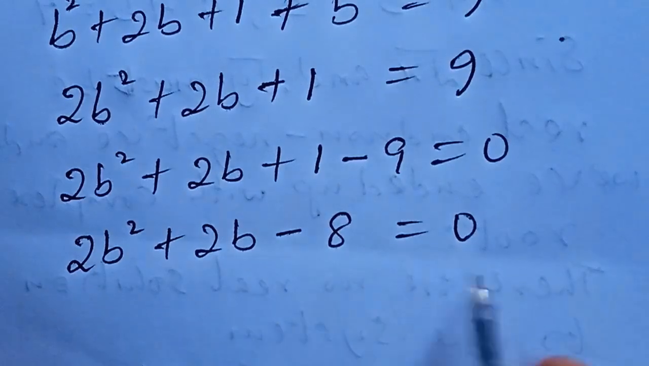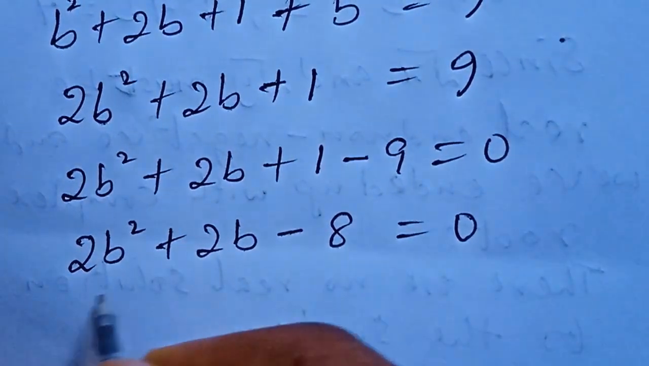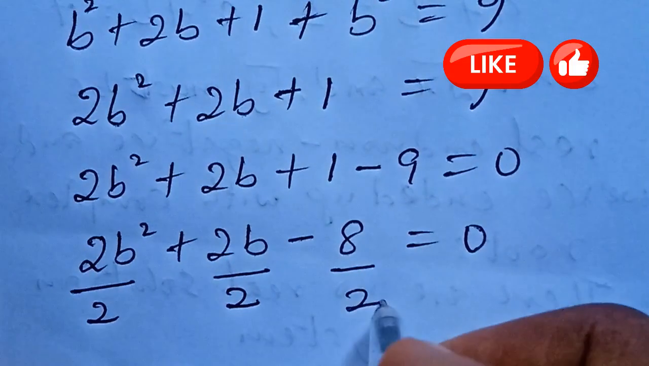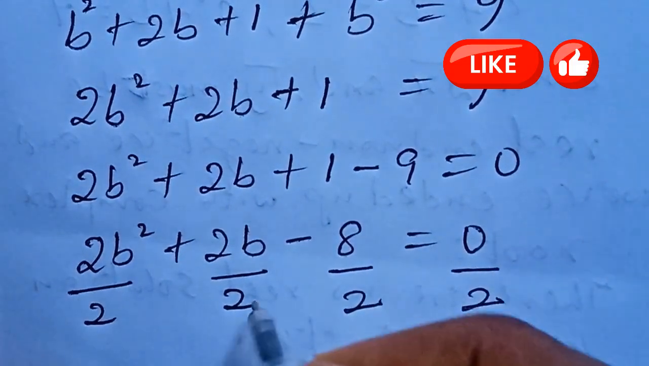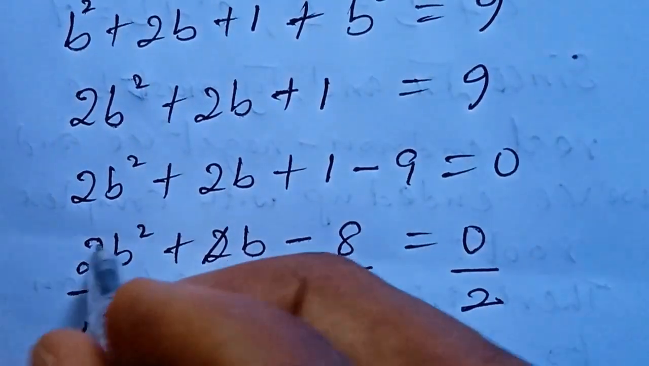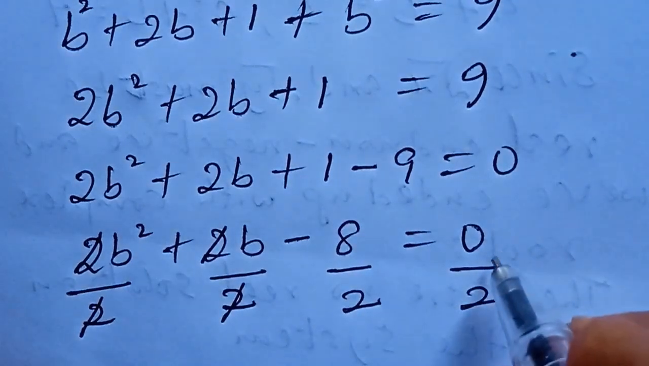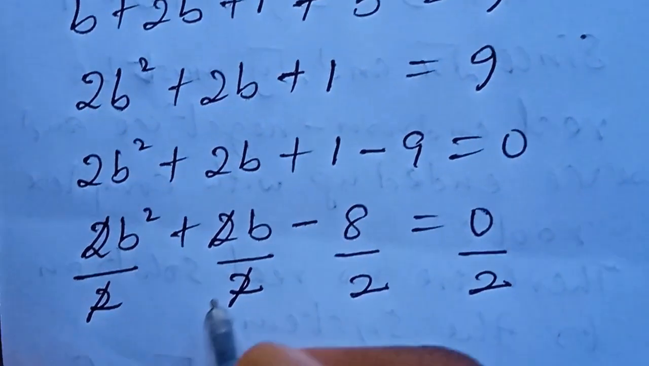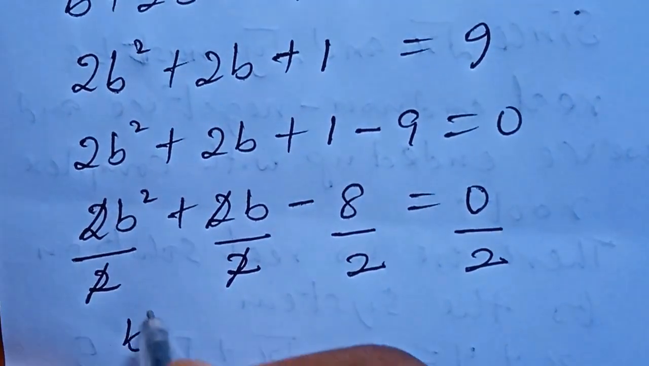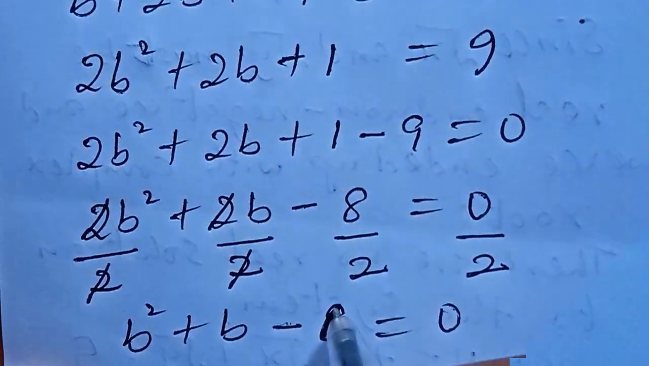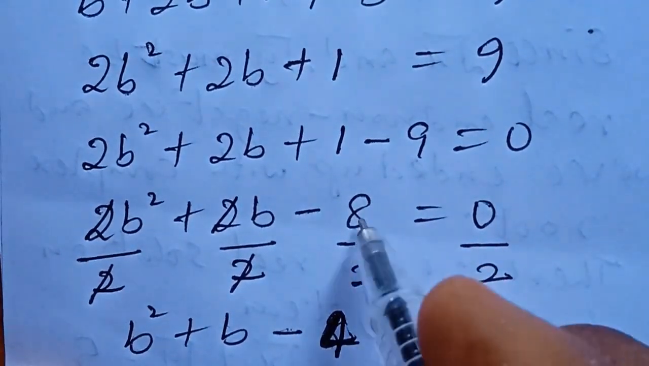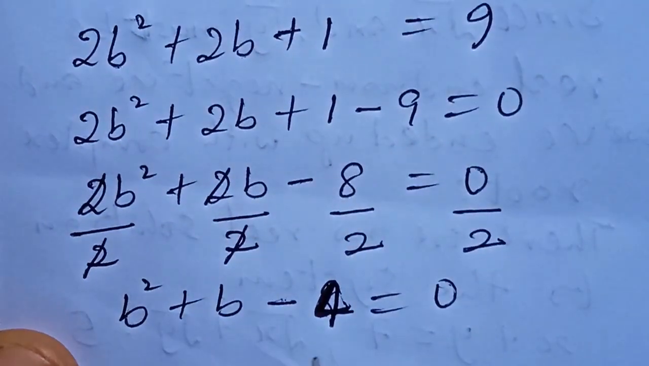Let's divide all through by 2. Divide by 2, divide by 2, divide by 2. This cancels out, this cancels out, and 8 divided by 2 gives 4, that's minus 4. So the next step becomes b squared plus b minus 4, everything equal to 0.